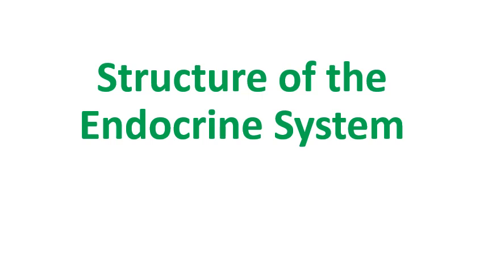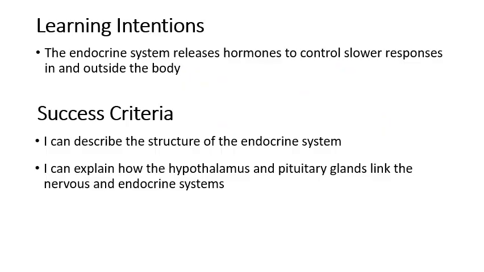We're now going to learn about the structure of the endocrine system. What features does it have and what do they look like? So you should be able to, at the end of this video, describe the structure of the endocrine system and in particular explain how the hypothalamus and the pituitary glands link the two sensing systems together, the nervous and the endocrine system.